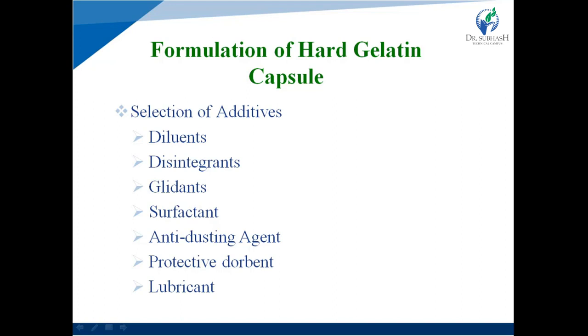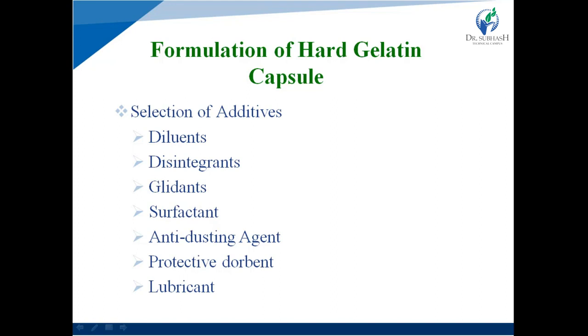Other than providing bulk, diluents also provide cohesion to the powdered drug, and this is helpful while transferring the blend of drug into a capsule shell. Example of diluents like anhydrous dicalcium phosphate, anhydrous lactose, calcium sulfate dihydrate, dicalcium phosphate dihydrate, etc.